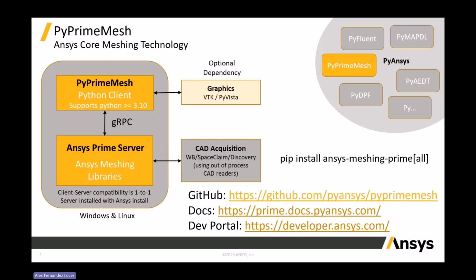PyPrime's architecture is something like this. It's basic. PyPrimeMesh is a Python client that allows you to visualize through PyVista the results of your meshing. But it's important to know that in the end, it's a client for a service that is included in the Ansys installation. And the PyPrimeMesh library serves this library.